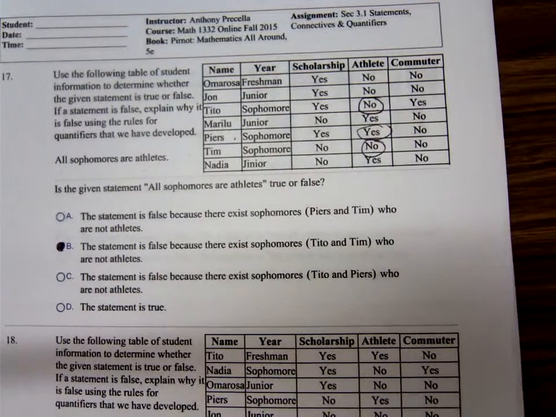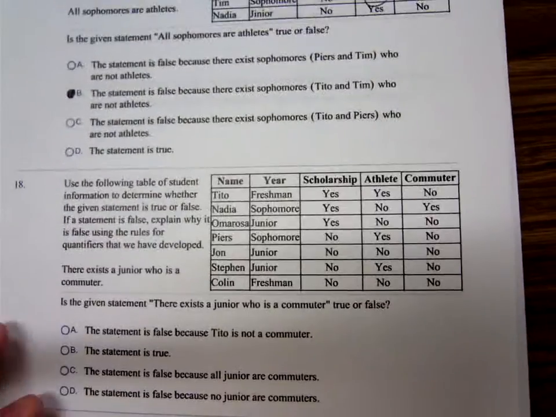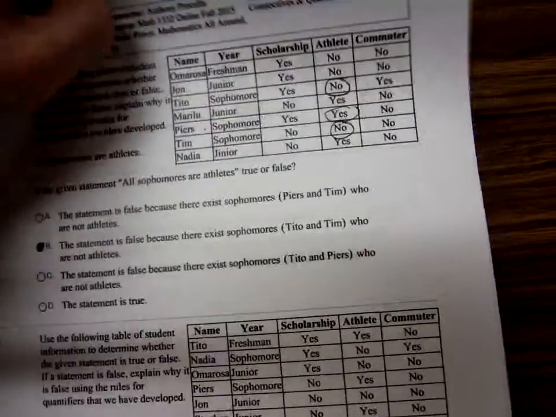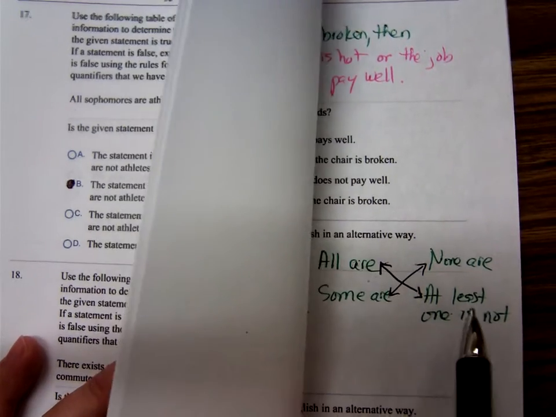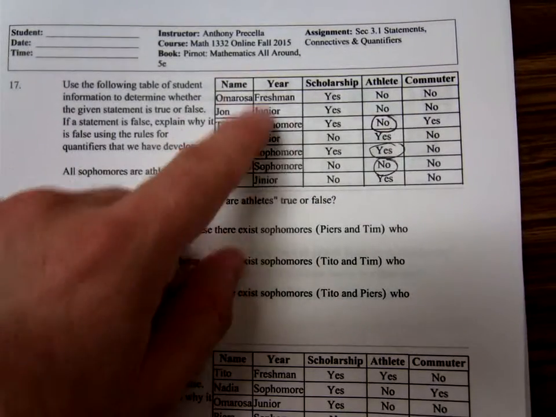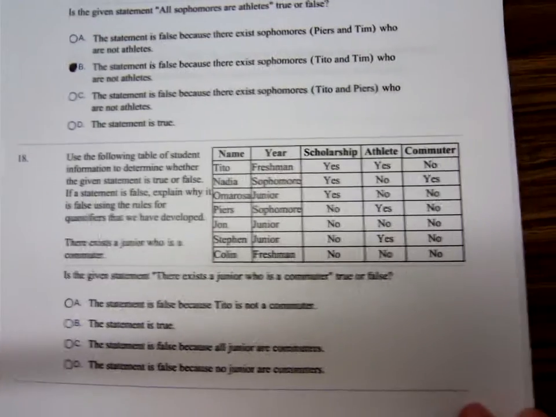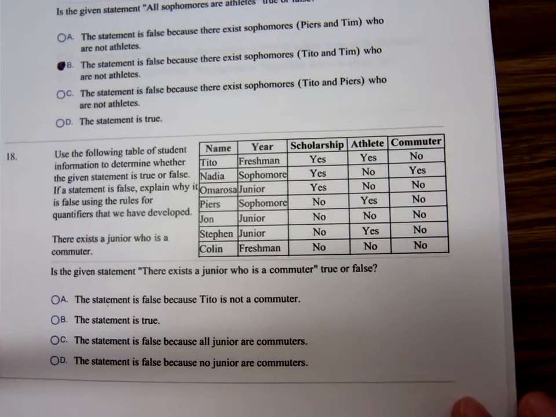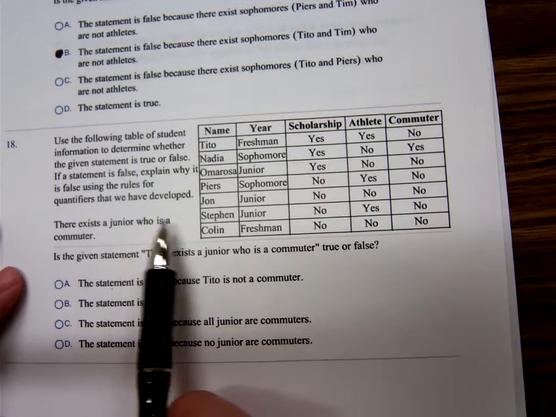Let's do another one like that. Hopefully this is letting you see why, with this little diagram, I'm saying the negation of all are is at least one. We had to find at least one of these sophomores that was not an athlete, and then this statement's false. So what about this one here? Same type of table. And it says, there exists a junior who is a commuter.